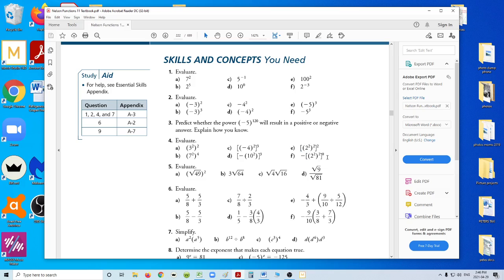That's because PEDMAS says you've got to do exponents and brackets first before you ever multiply by this minus 1. That's essentially what's going on in front. This is when they want you to realize that a square root is the same as an exponent of a half. And so they want you to get used to that.